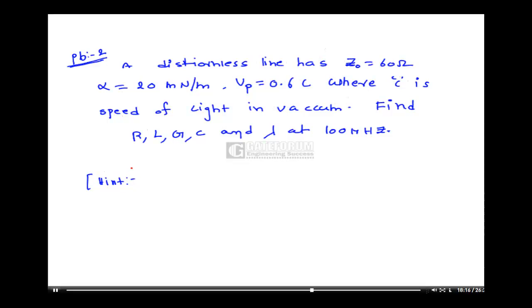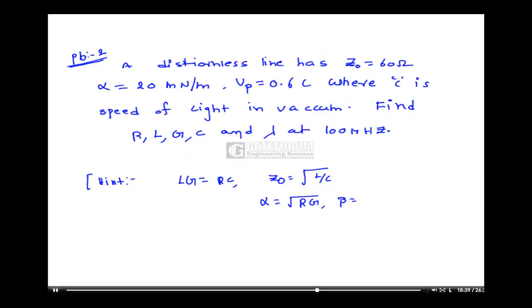Hint for this is, first of all, the condition. This is a distortionless line. So distortionless line means write down all the conditions. Distortionless means LG is equal to RC. Z0 is equal to square root of L by C, or that is equal to square root of R by G also. Alpha is equal to square root of R into G.